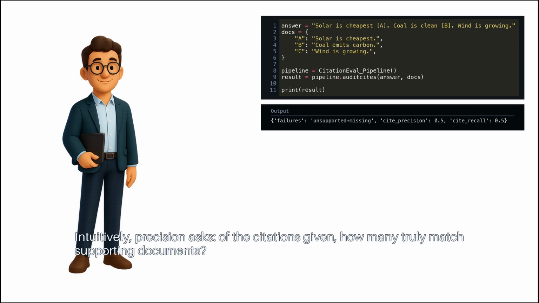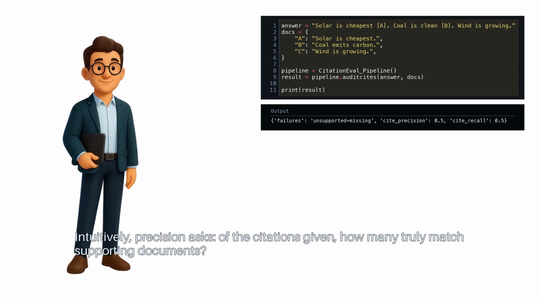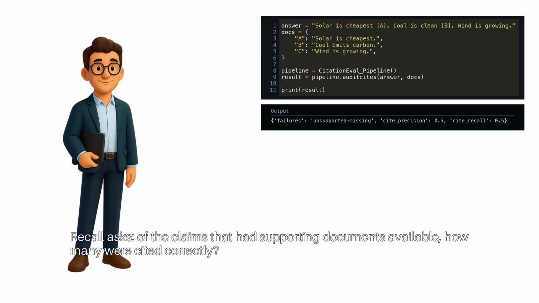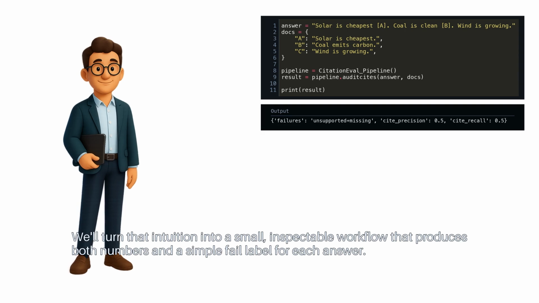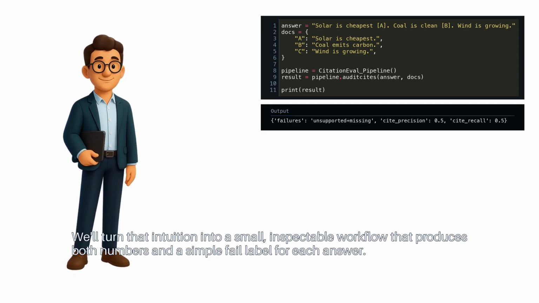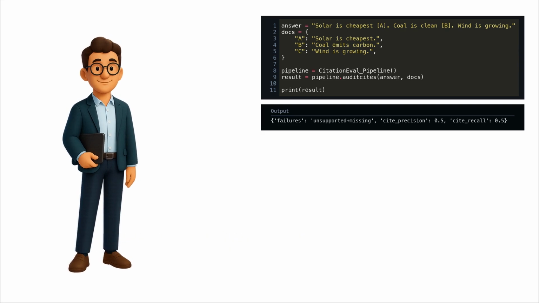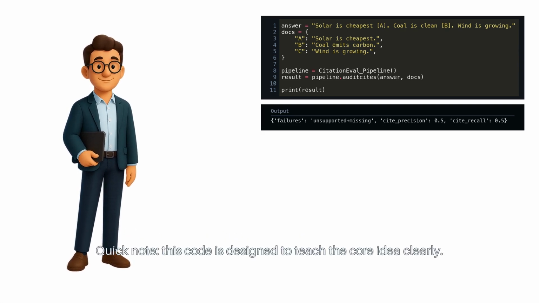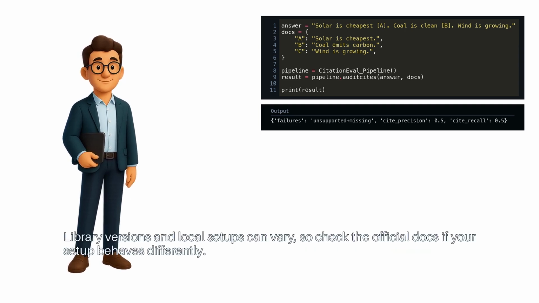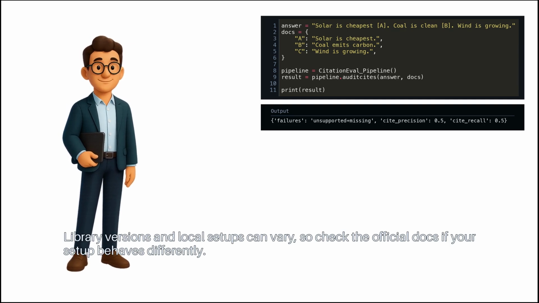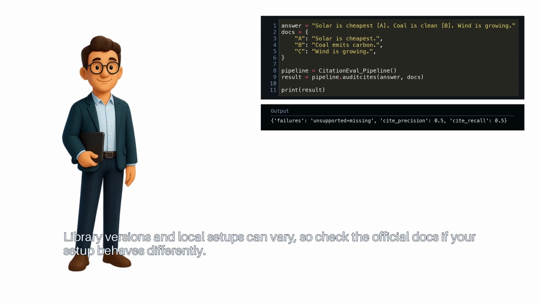Intuitively, precision asks, of the citations given, how many truly match supporting documents? Recall asks, of the claims that had supporting documents available, how many were cited correctly? We'll turn that intuition into a small, inspectable workflow that produces both numbers and a simple fail label for each answer. Quick note: this code is designed to teach the core idea clearly. Library versions and local setups can vary, so check the official docs if your setup behaves differently.